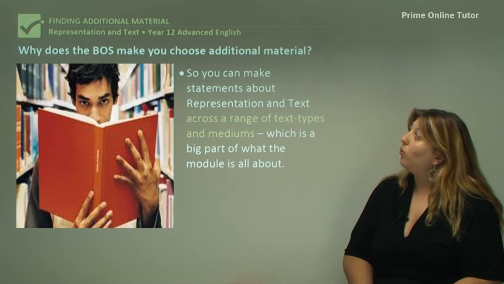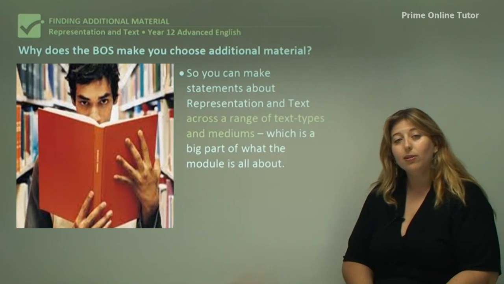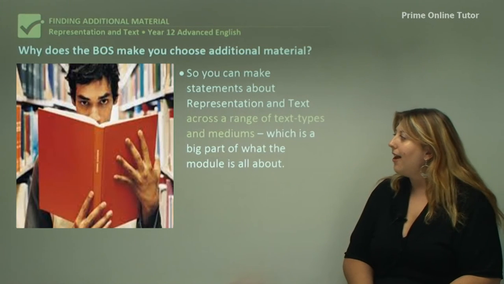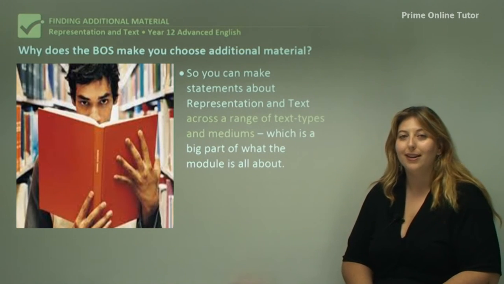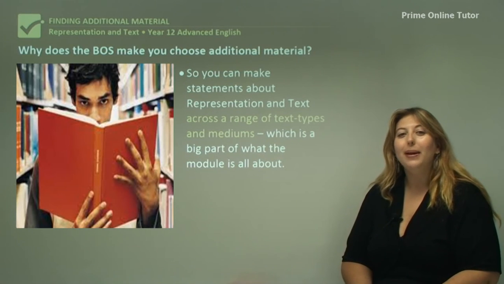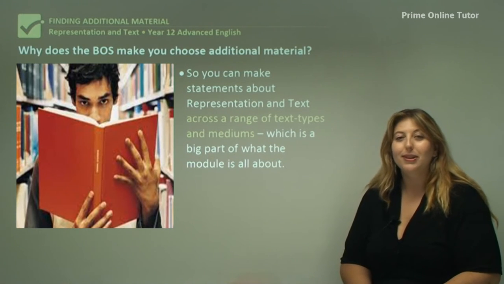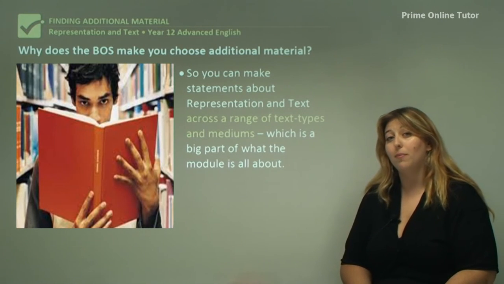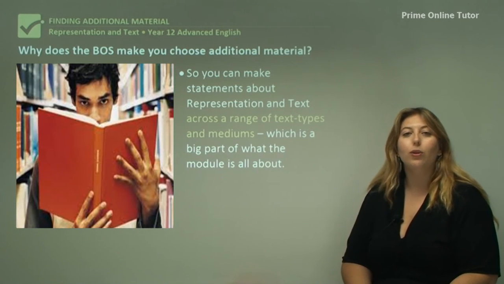And probably one of the more important reasons you need additional material for this subject is so that you can make statements about representation in text across a range of text types and mediums. So keep in mind, thinking back to the module, medium is a huge part of this module. So you need to be able to show that you're not just talking about how representation works on the page, but maybe also with audio and visual.